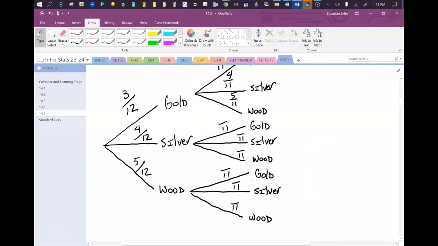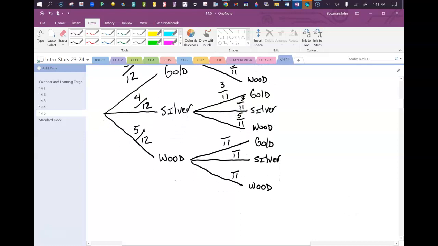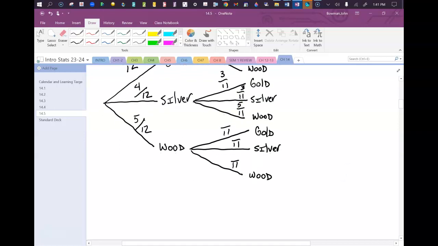And then we're going to do 3 more conditional probabilities. Given that you've gone the middle branch and you've drawn silver, what's the probability that your friend draws gold? Well, there would be 3 golds still left out of 11 total. Given that you've drawn silver, what's the probability your friend draws silver? There would be 3 silvers left out of 11. And given that you've drawn silver, what's the probability your friend draws wood? There are 5 wood left in those circumstances out of the 11 total left.